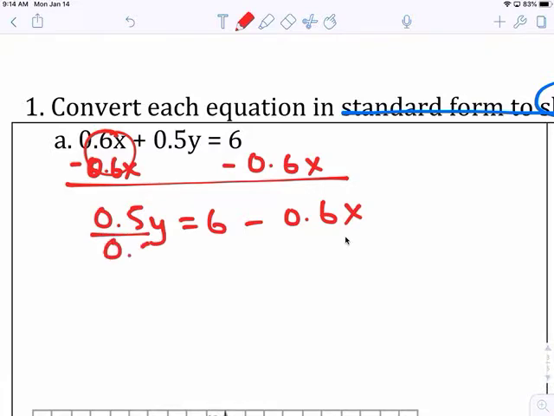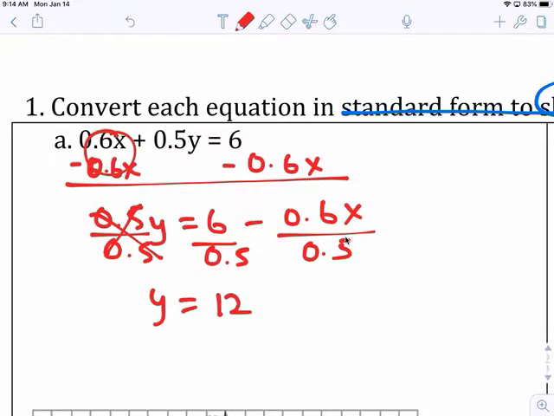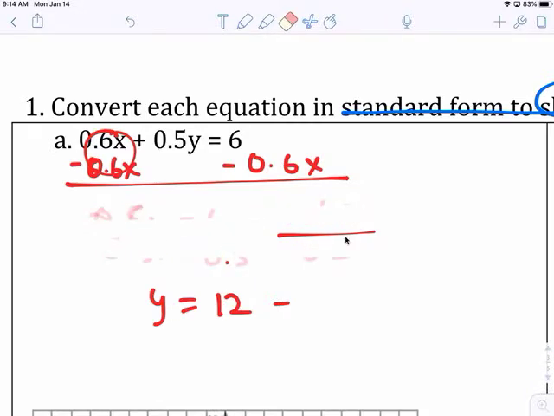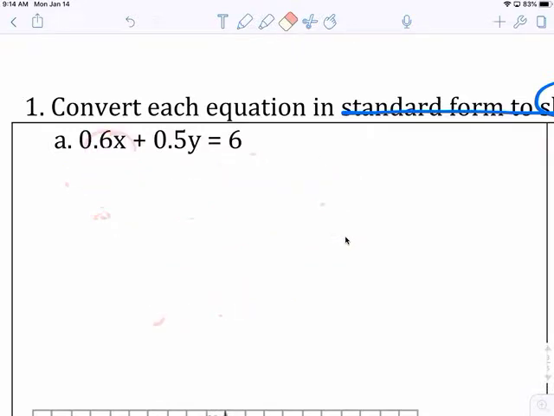Divide by 0.5, 0.5, divide by 0.5. Now, when you divide that, this should be 12, right? It goes in evenly, minus, and that doesn't go in. Here's the problem. You got decimals, and you don't want to deal with decimals. So let's go back and get rid of the decimals from the beginning, because it's hard to graph with 0.5, then go over 6, okay?